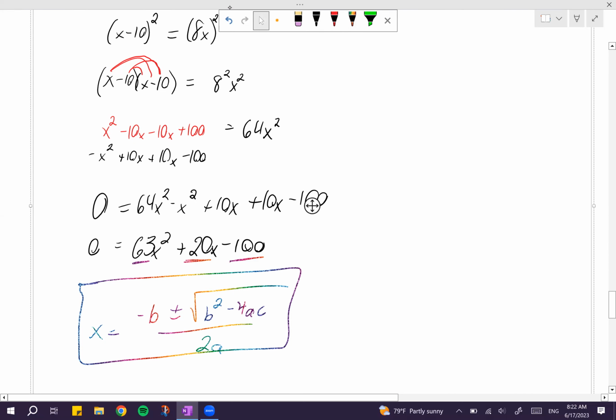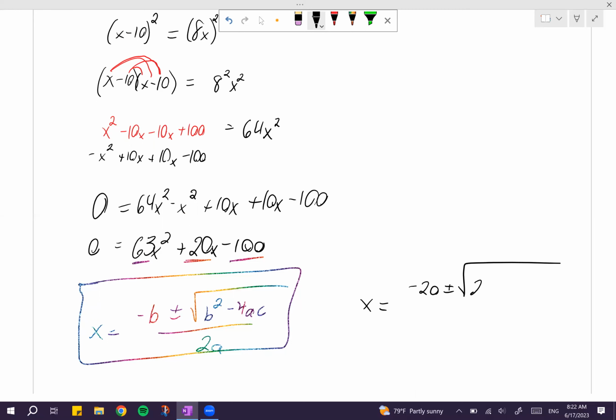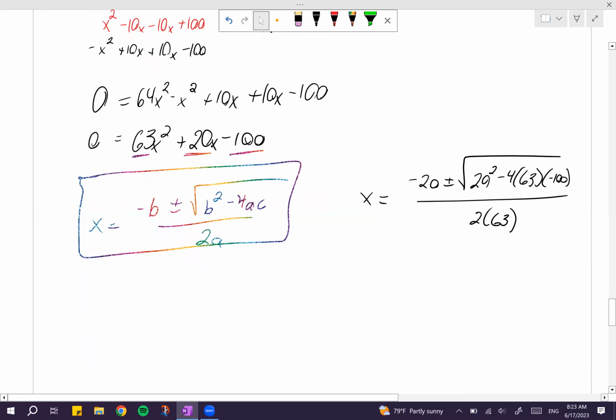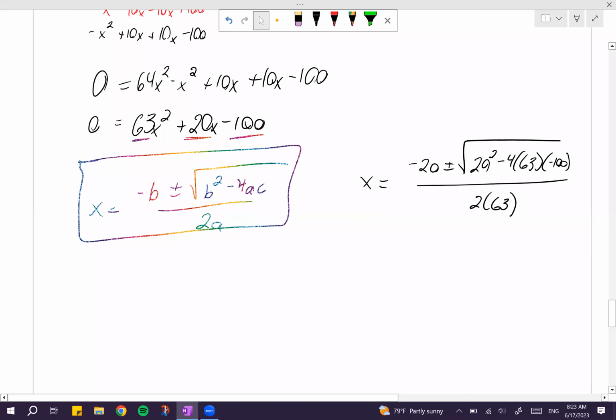So plugging this in, I'm going to get x is equal to negative 20 plus or minus the square root of 20 squared minus 4 times a, which is 63, times c, which is negative 100, over 2 times a, which is 2 times 63. And then after this, it's a matter of simplifying this and plugging it into the calculator. And then that would be my solutions for this. I would have two solutions, a positive solution and a negative solution, it looks like.